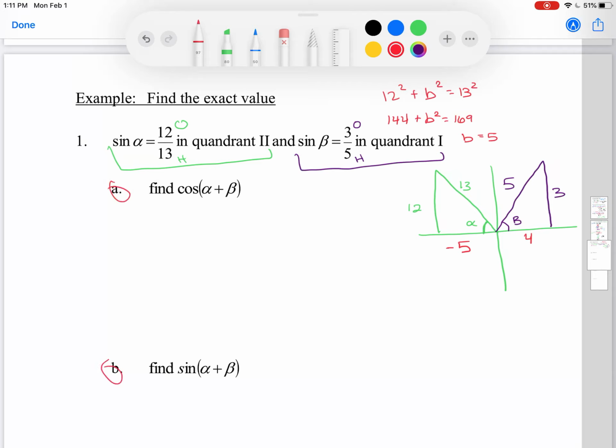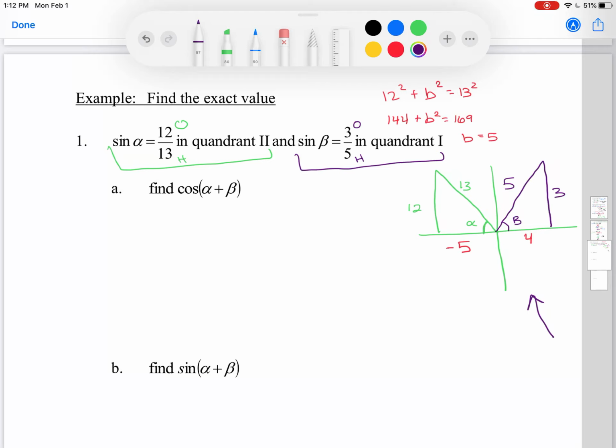So now that I have these two triangles created, I can start doing my problems. All right. So the first one tells me to do cosine of alpha plus beta. Well, these values aren't from the unit circle. They are now from the two triangles I just created. So I just have to find my cosines and my sines, or my alphas and my betas, in reference to whatever is necessary. So here's how I'm going to begin.